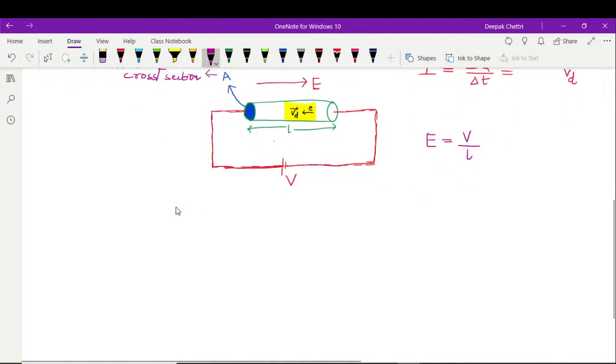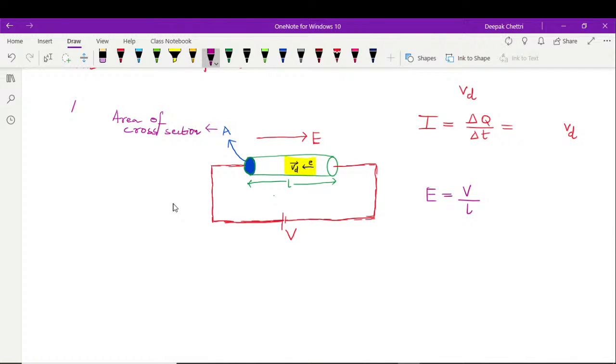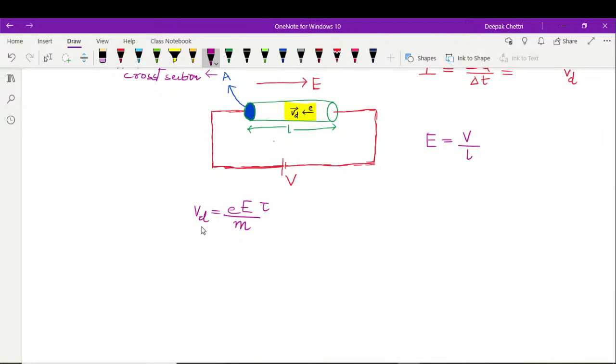Now how do we start? Let us write down a formula for Vd first. What is Vd? Vd is equal to E tau by m, right? This is the formula. And here I did not write the minus sign because I am concerned only about the magnitude. I just want the number, I don't want the direction. When you are writing in vector form, then you have to write the minus sign also, please remember.